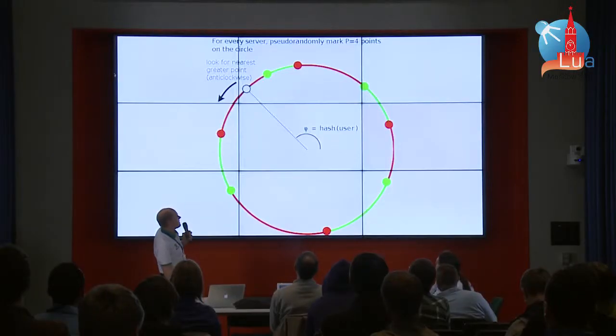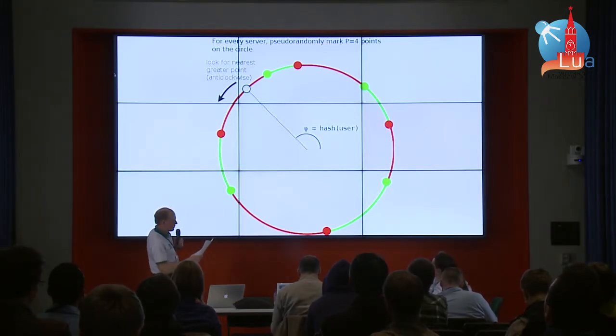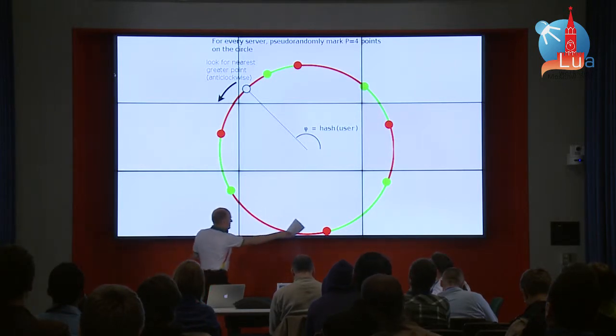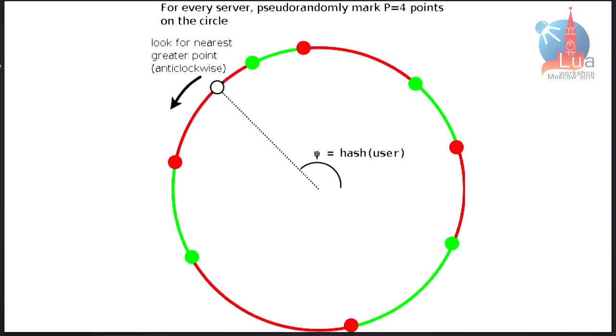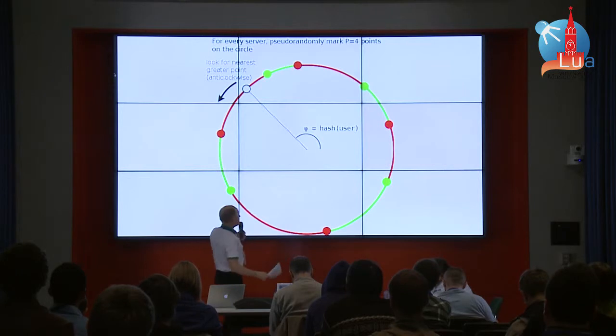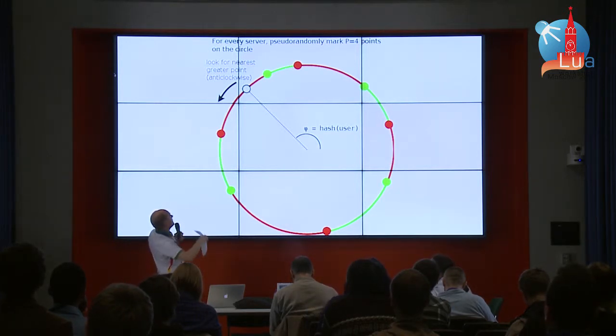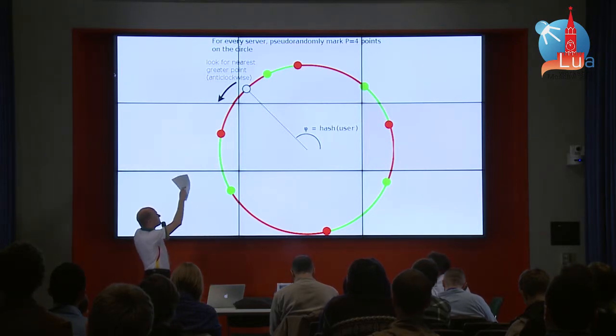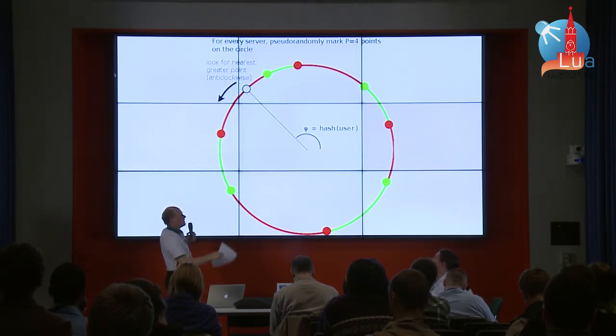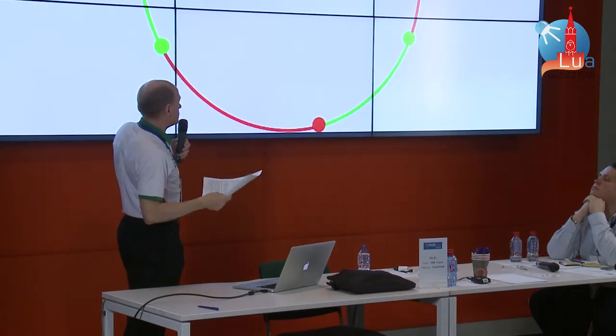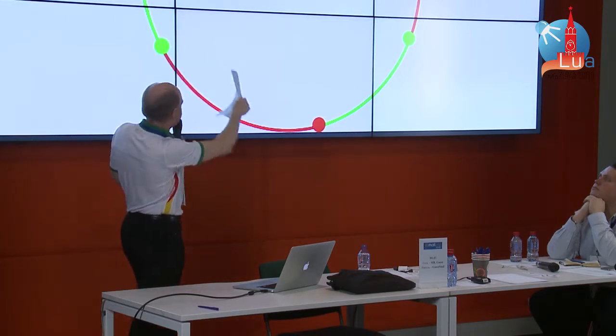In consistent hashing, you take a circle, and for each server, suppose we only have two servers, red and green, you pseudo-randomly mark a certain amount P of points. Here, P equals 4, which means we have 4 red and 4 green points on the circle. Then you calculate a hash from the user key and consider it an angle in the circle, which gives you a certain point on the circle. And then from that point, you go in an anti-clockwise direction, and whatever colored point you meet first represents the server this user should go to. So in this case, the user should go to the red server because the point is red.